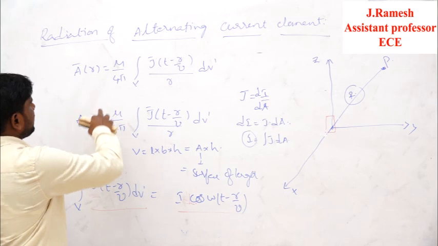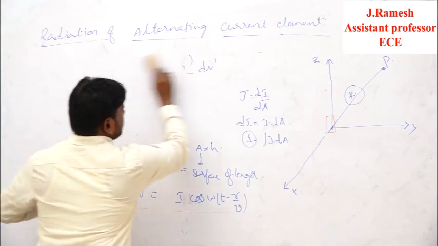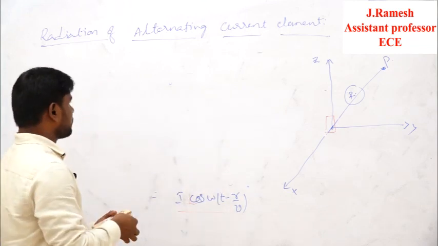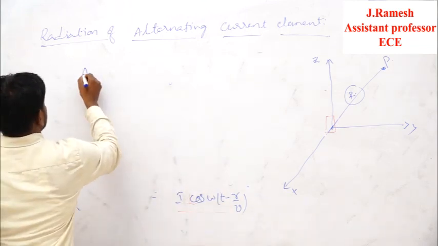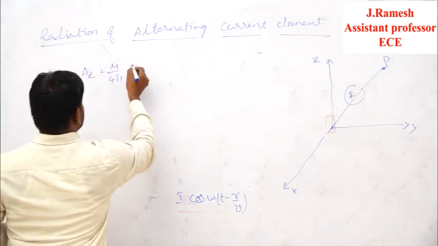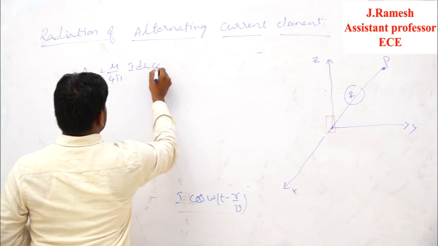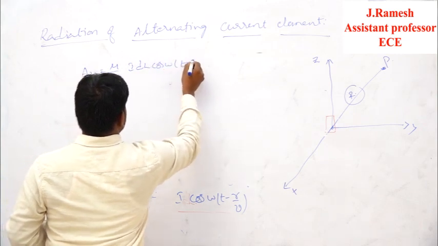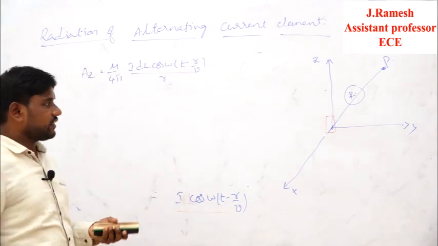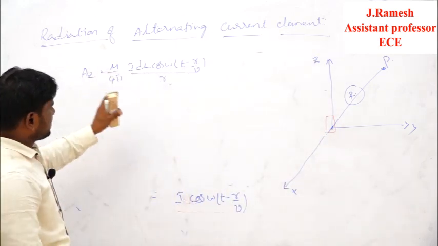So I can rewrite my expression like this. So how can I rewrite my expression? Now I can rewrite my expression: Az is equal to mu by 4 pi, the volume integral here, but in place of that I can replace I dl cos omega into t minus r by v by small r. So that is exactly the Az component along the z axis. So now we have calculated Az.